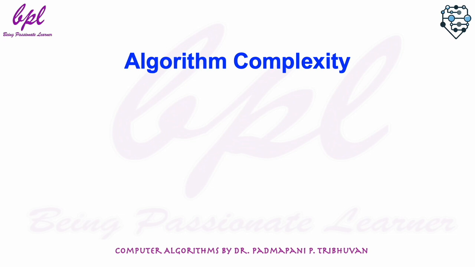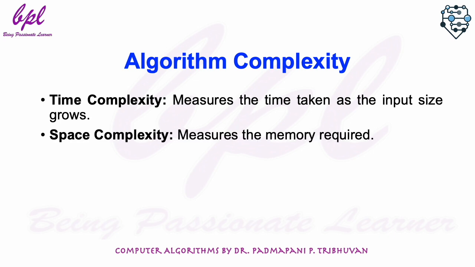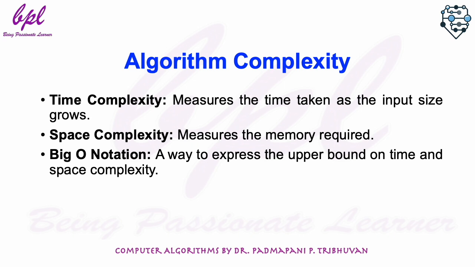Algorithm complexity. Algorithm complexity gives us a framework to evaluate an algorithm's efficiency. Time complexity measures how runtime changes with input size, and space complexity measures memory use. Big O notation is commonly used to express these complexities.